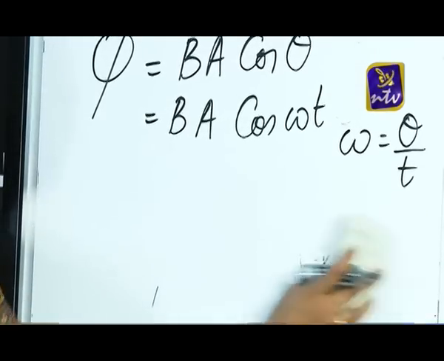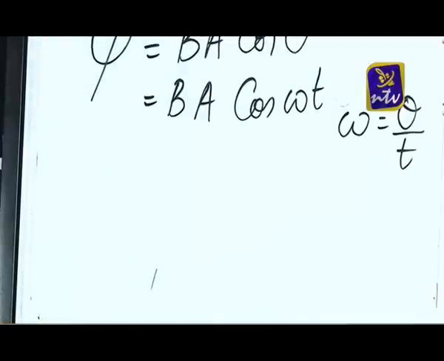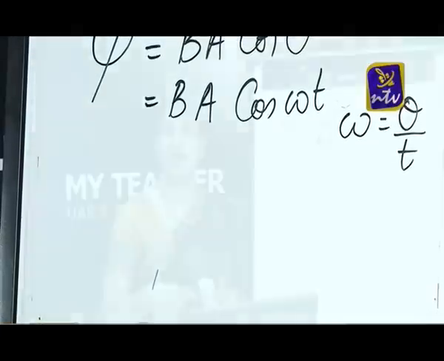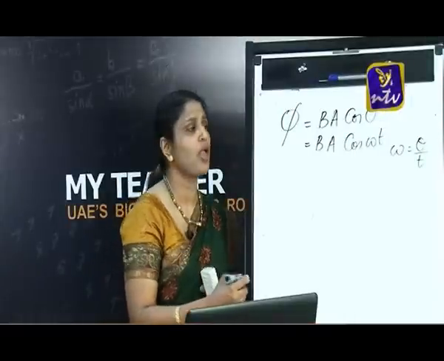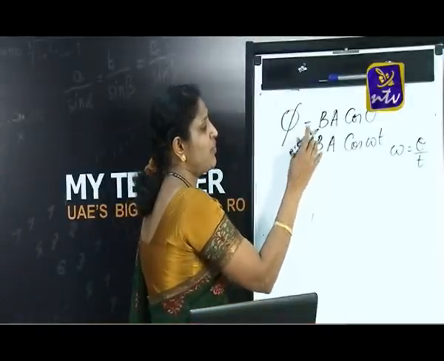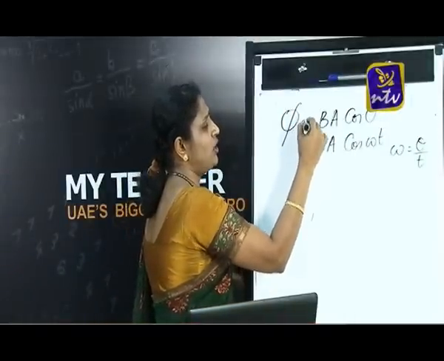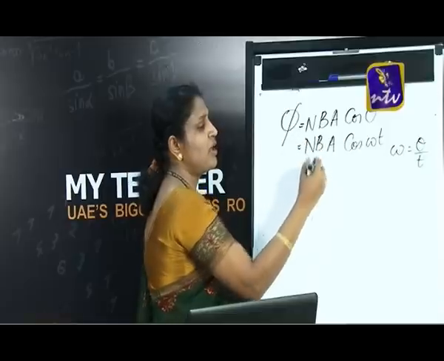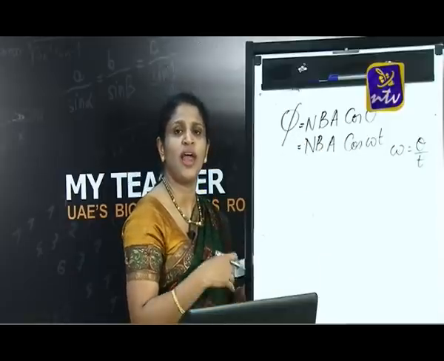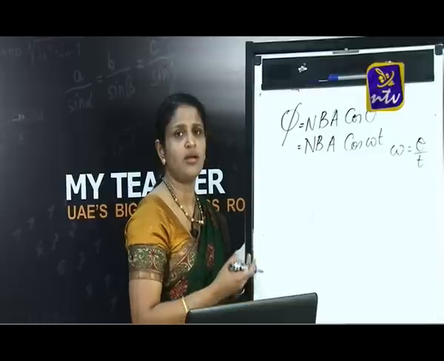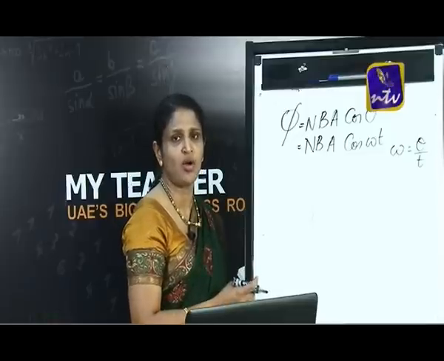Like that, by rotating the coil in a magnetic field, we can change the magnetic flux linked with it. Now, if there are n turns for the coil, then the magnetic flux linked with the coil also will be n times the flux linked with a single coil.